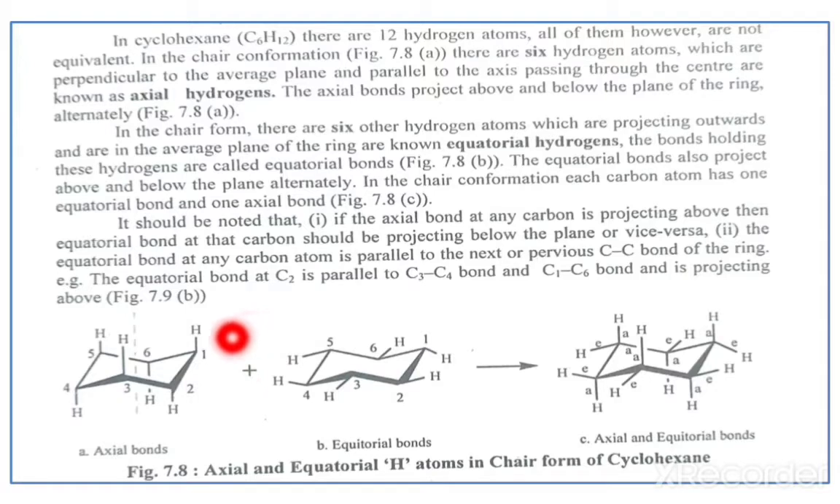That means cyclohexane in chair conformation has 12 hydrogen atoms; 6 hydrogen atoms are axial, while 6 are equatorial. And when we draw the chair conformation of cyclohexane, each carbon atom has one bond axial and the other equatorial. Or if we draw one hydrogen projecting above, the other should be below. Okay.